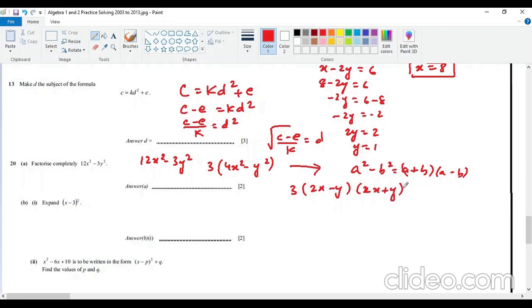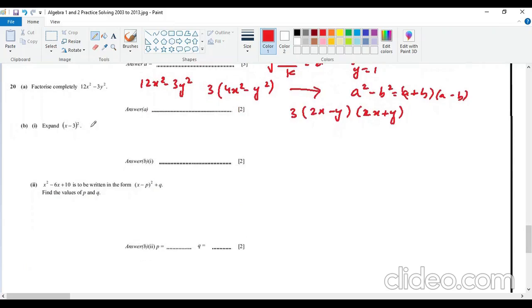Or what you can do is, in the second part, expanding the bracket. Over here, this means x minus 3 is multiplied by itself. That means x minus 3 is multiplied by x minus 3. So this is a minus b whole square formula. A square minus 2ab plus b square. So this is going to give us x square minus 6x plus 9.